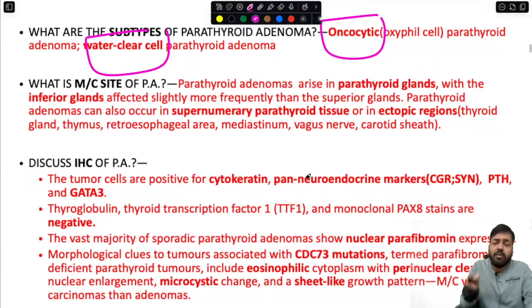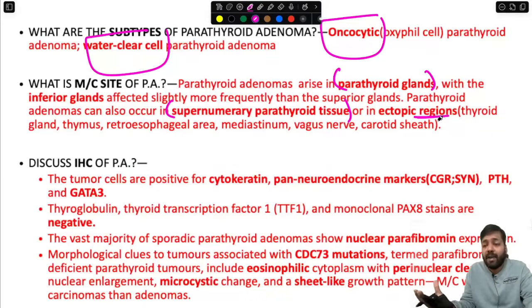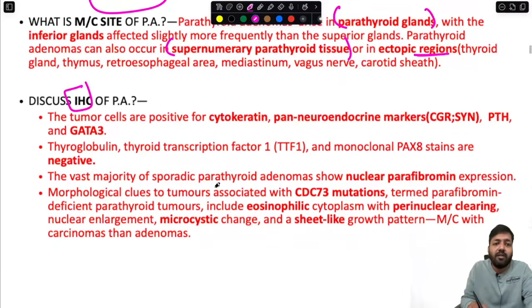What is the most common site of parathyroid adenoma? It arises in the parathyroid gland, with the inferior glands affected slightly more frequently than the superior glands. Parathyroid adenomas can also occur in supernumerary parathyroid tissue or in ectopic regions, where you have ectopic parathyroid, like in the thyroid gland, thymus, retroesophageal area, mediastinum, vagus nerve, carotid sheath, etc.